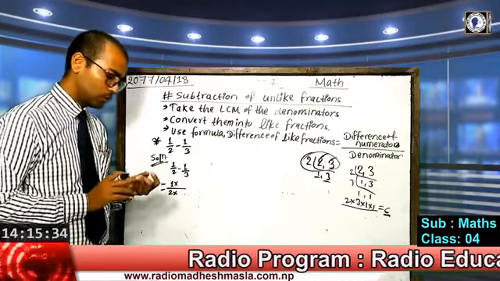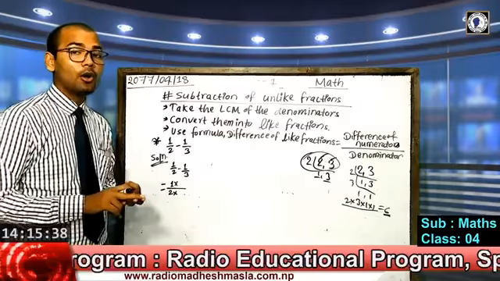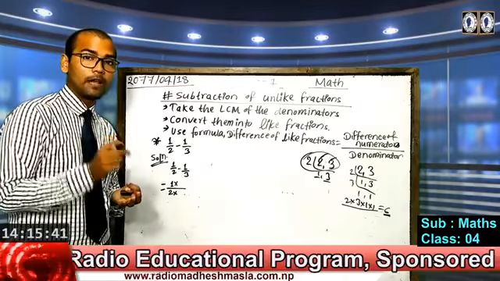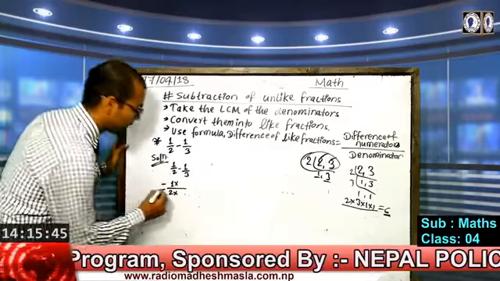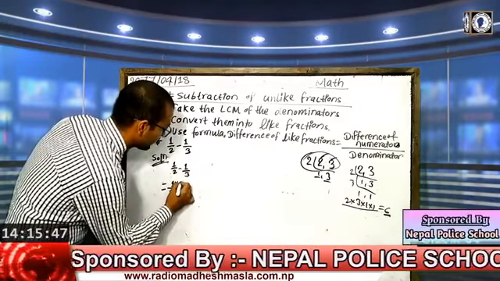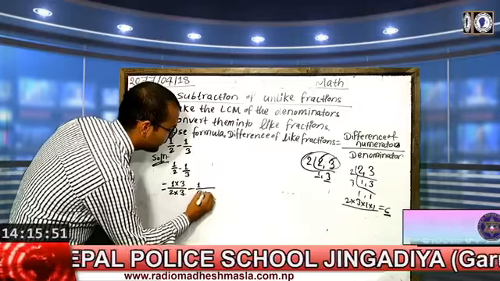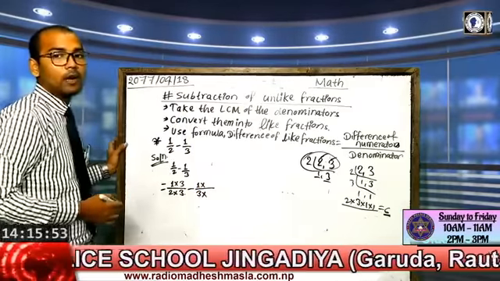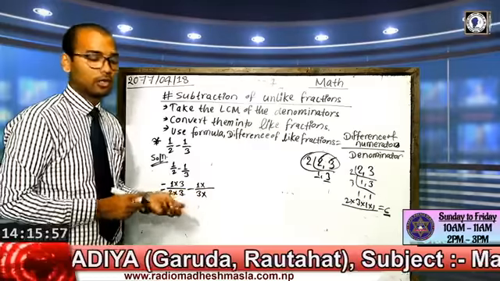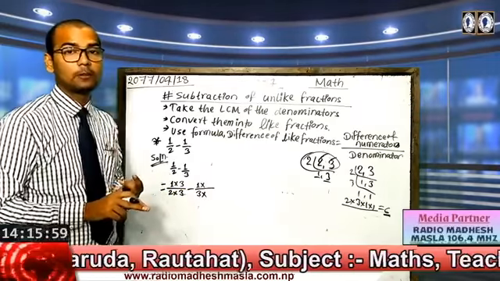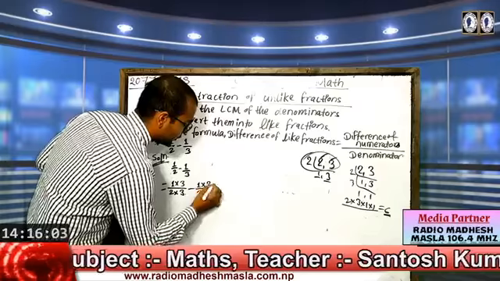So here 2 1s are 2, 2 2s are 4, 2 3s are 6. It means that when 2 is multiplied by 3, it becomes 6. So we should multiply 2 by 3, and then also 1 by 3. Minus 1 by 3 into, by what number should 3 be multiplied to be 6? So 3 1s are 3, 3 2s are 6. It means 3 is multiplied by 2. So here we put 2.